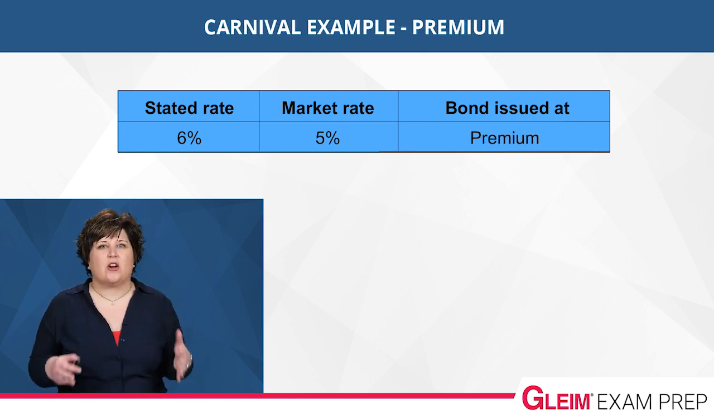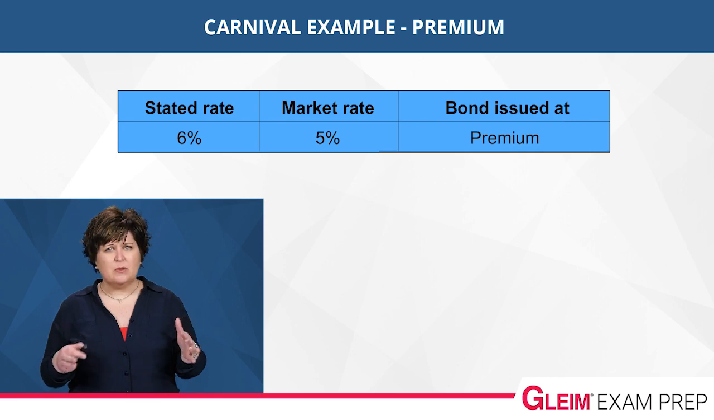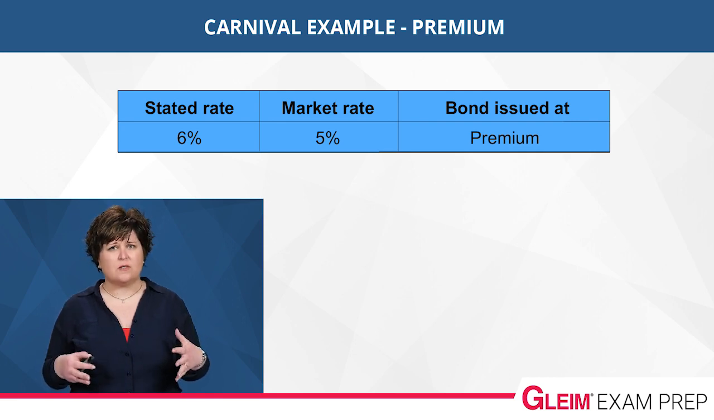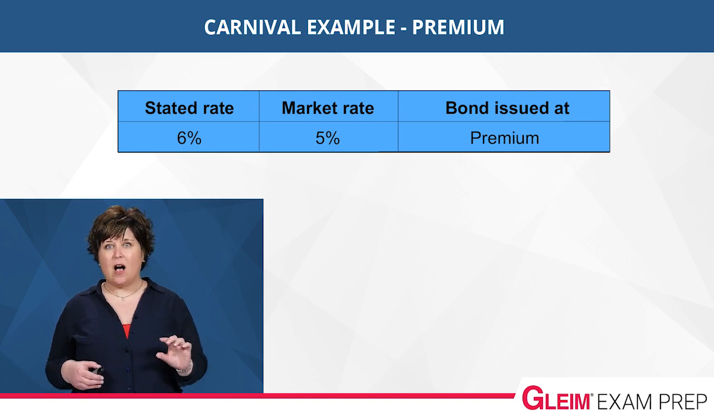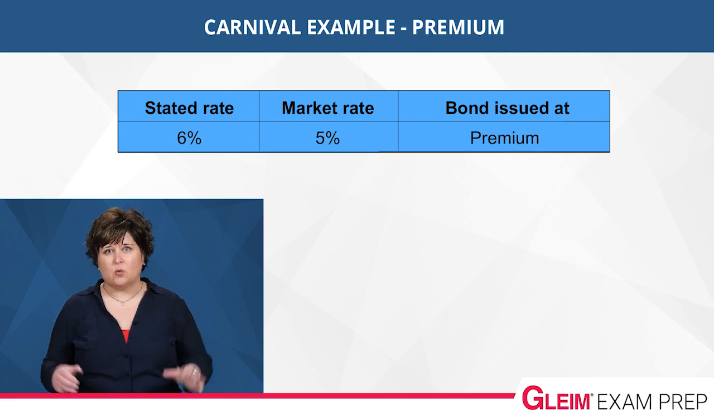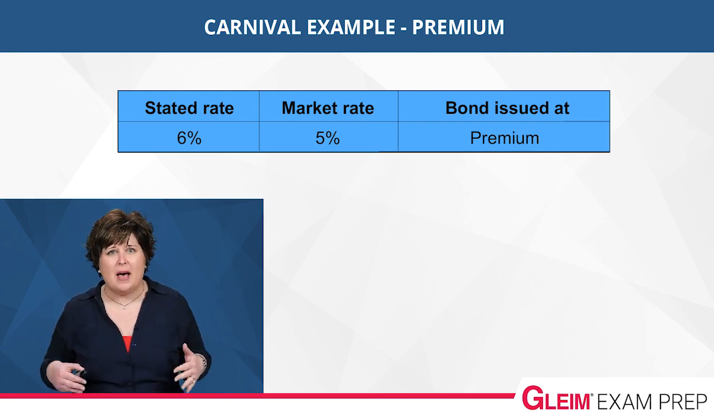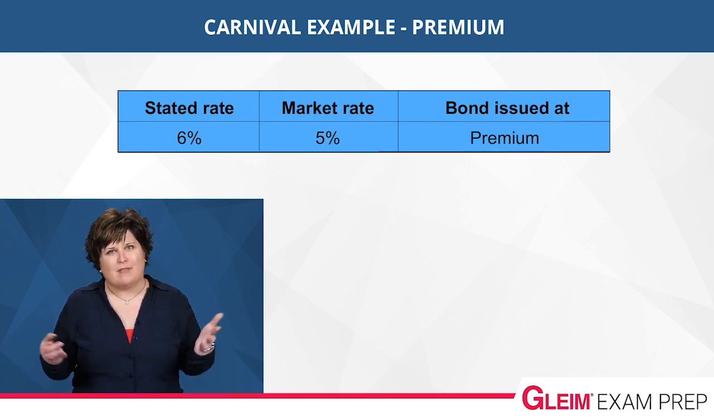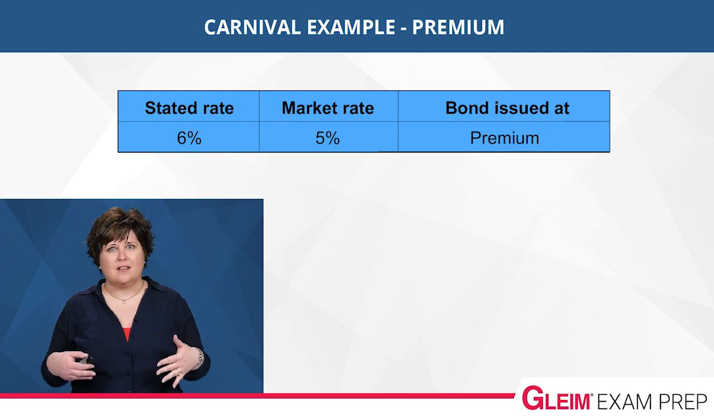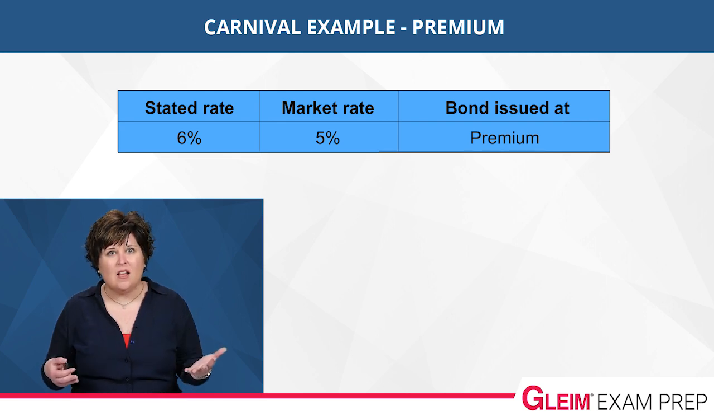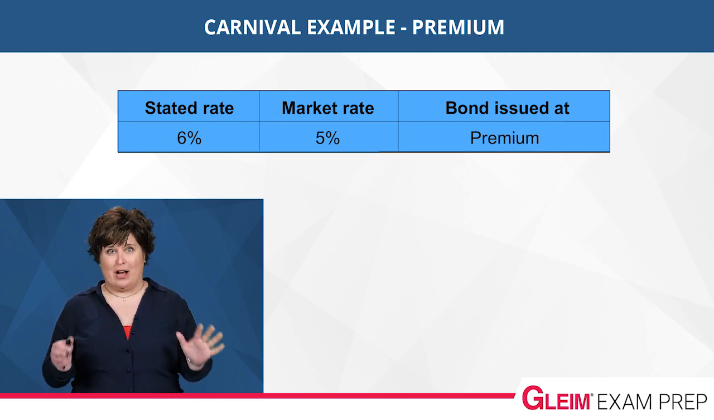Now, let's change our example. Let's say we still have our $1,000 face value, 6% stated rate bond. But now, the market rate is 5%. So we're still over here going, get your bonds here. We got a 6% bond over here. How will the crowds react? Will they want our bond? Yeah, they will, right? Our bond is very attractive.